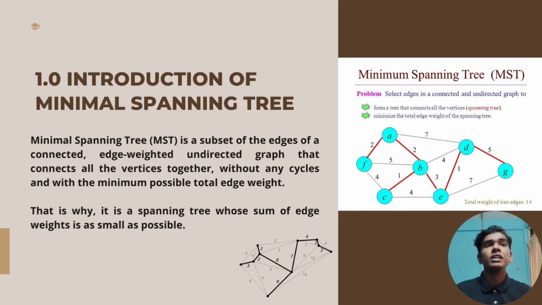As you can see in the pictures here, the minimal spanning tree problem is to select edges in a connected and undirected graph to form a tree that connects all the vertices, a spanning tree, while minimizing the total edge weight of the spanning tree. As you can see, the total weight of this graph is more. So for a minimal spanning tree you need to reduce the weight of the edges. You take the smallest edges and total them, and you will get a total weight of 3 edges equal to 40.